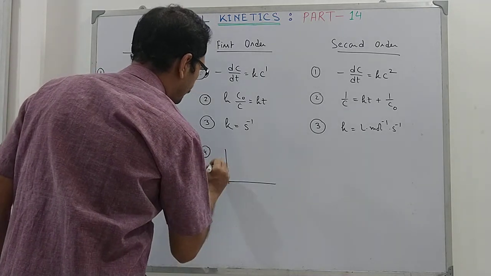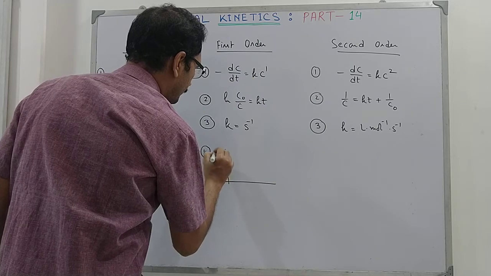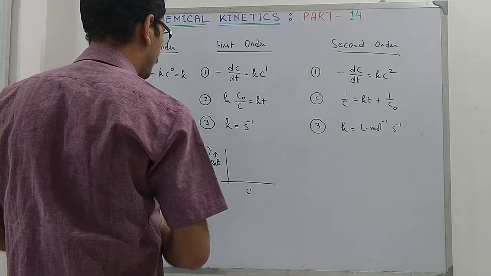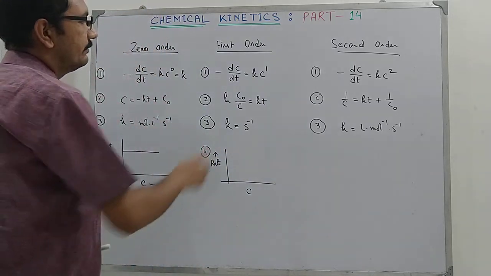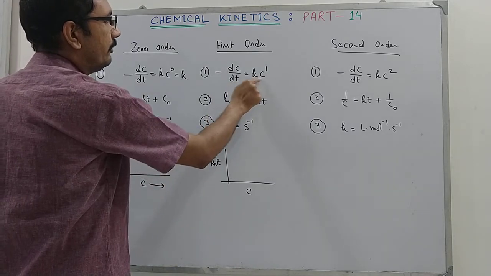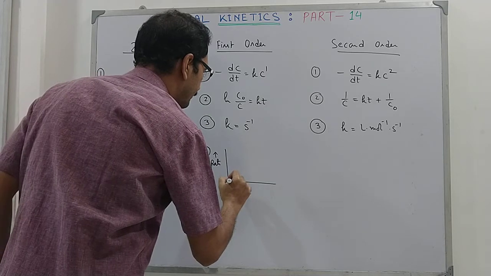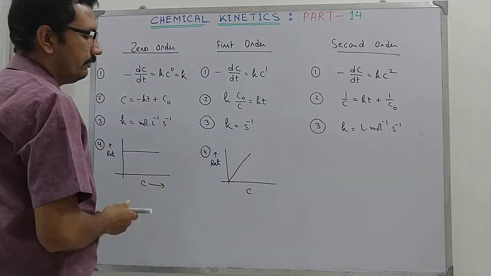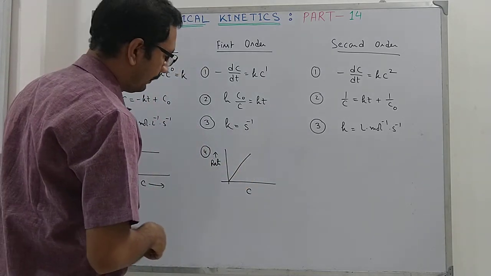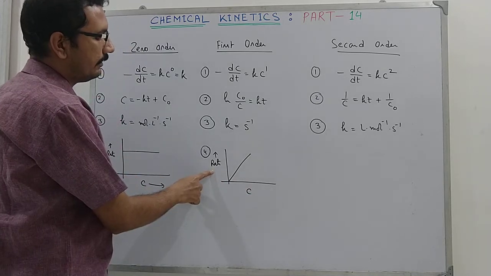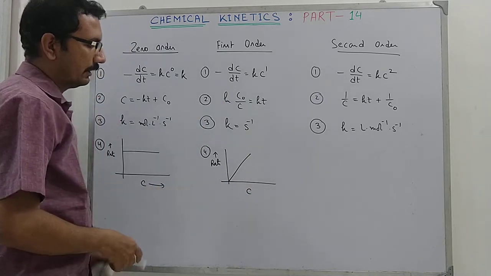Now when we plot rate versus concentration for first order, what will it give? See, it is y equal to mx having intercept 0. So it will be a straight line passing through origin. So with increase in concentration, rate increases proportionally.